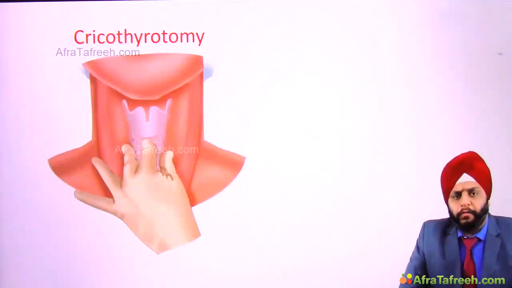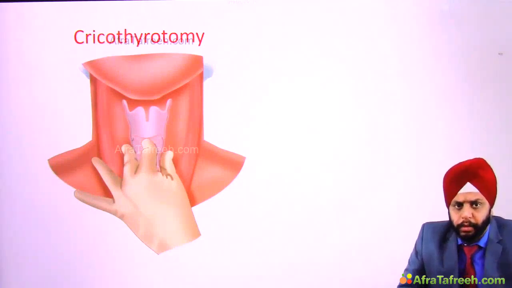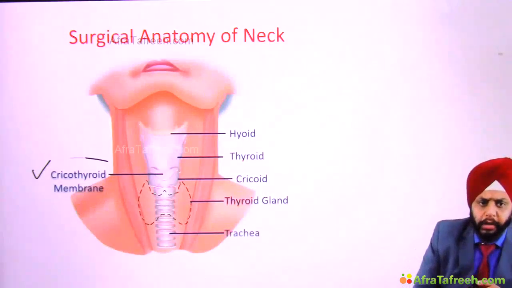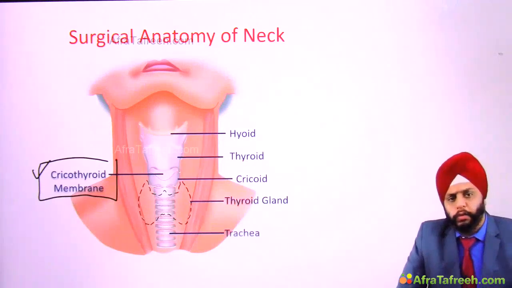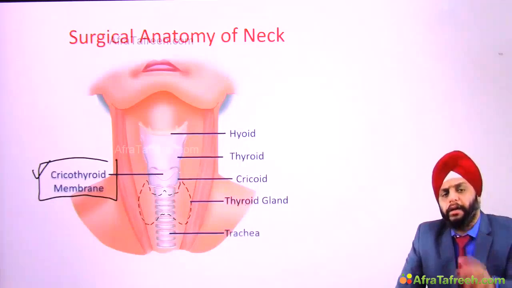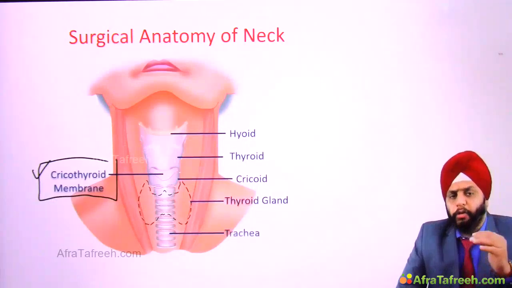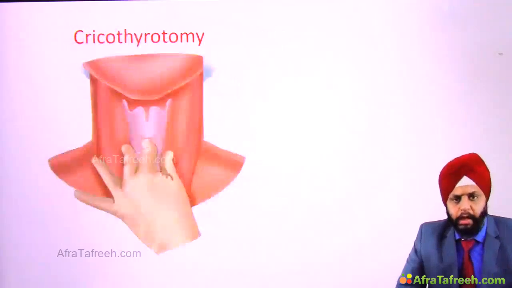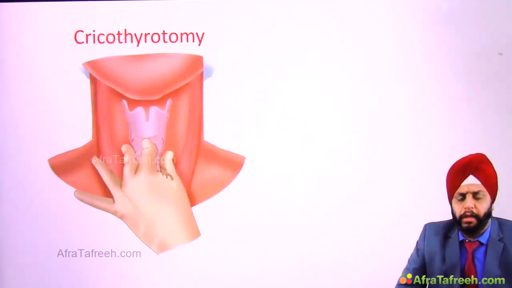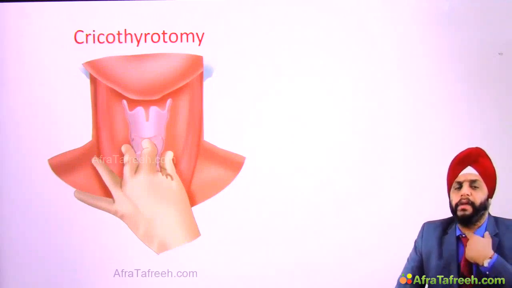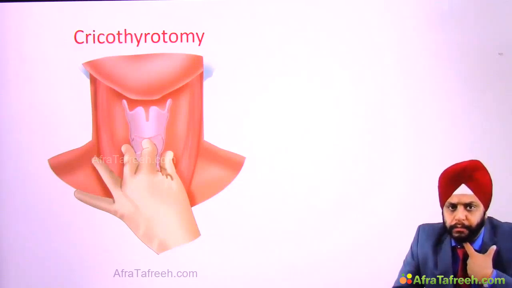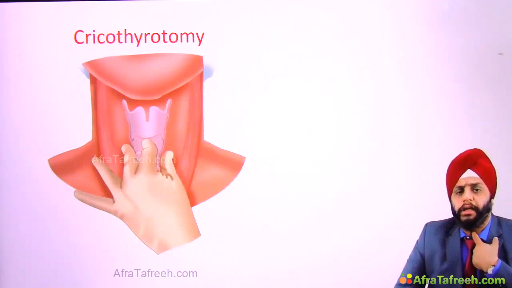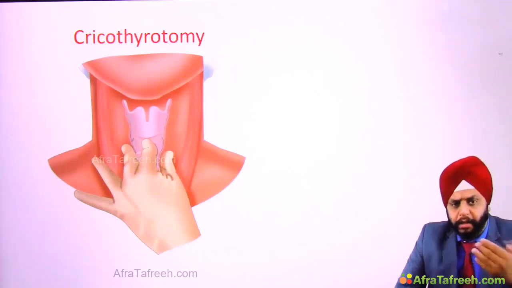Now let us first talk about cricothyrotomy. What is cricothyrotomy? Cricothyrotomy is when we cut open the cricothyroid membrane. When we cut this membrane, we can directly enter into the airway, between cricoid and thyroid. How do you identify this membrane? It's very easy, especially in males. You identify the Adam's apple, that is the laryngeal prominence. Now just below that there is a dip, and then there is the cricoid cartilage.